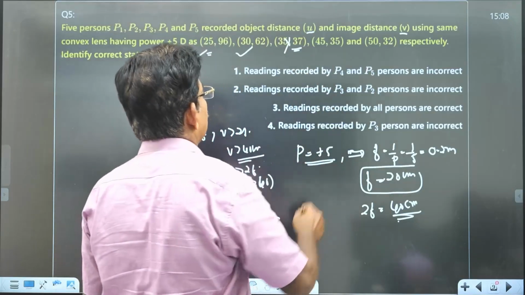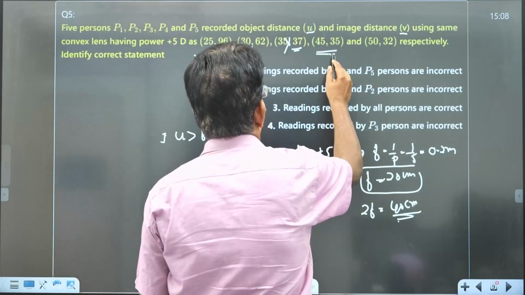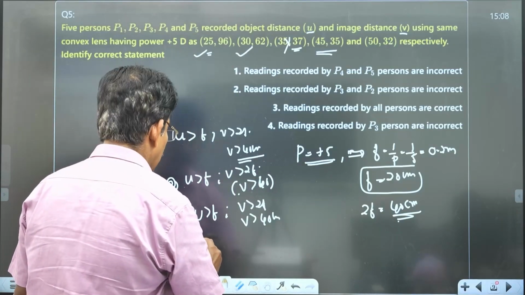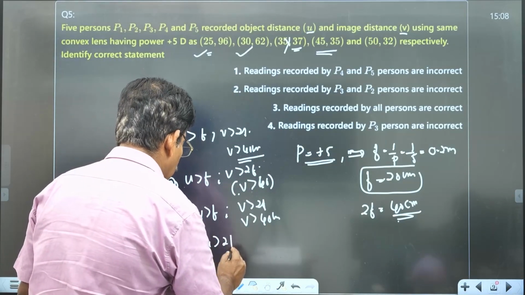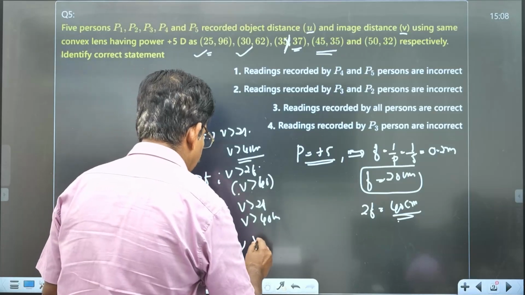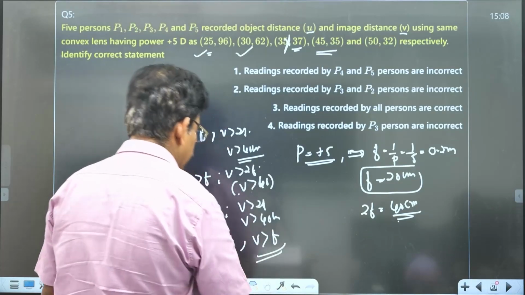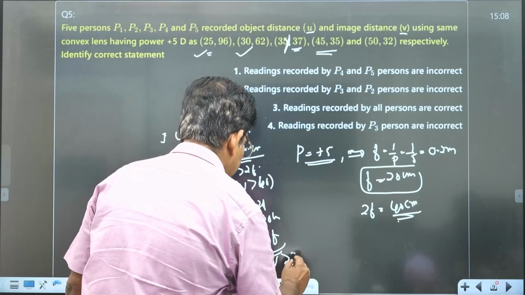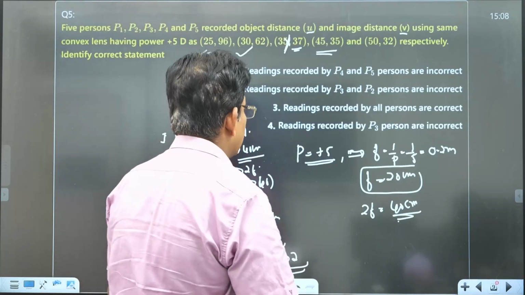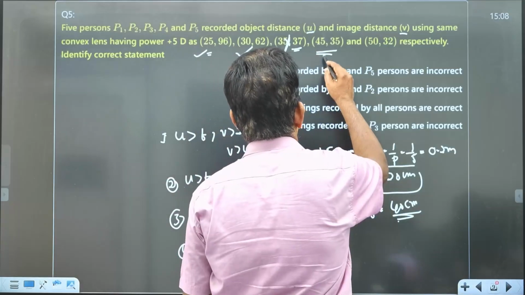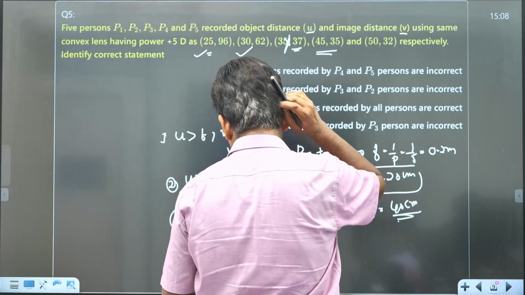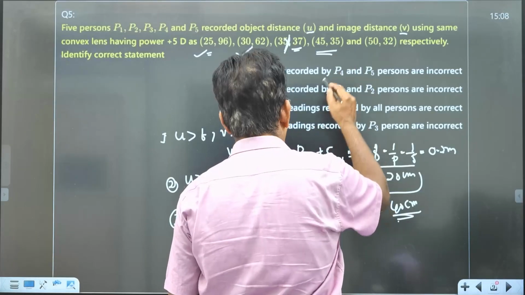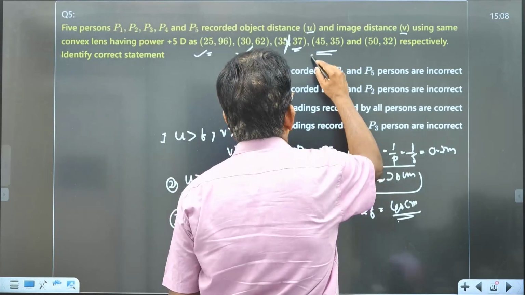Then we can easily go through it. What about case 4, P4? Here U is greater than 2F. V should be greater than F, or V should be greater than 20 centimeter. Let us check. Yes, this is 45 and greater than 2F. U is greater than 40. Therefore, V is greater than 20. Is correct. V is greater than 20. This is the correct option.